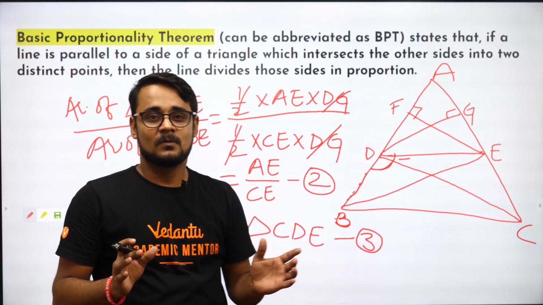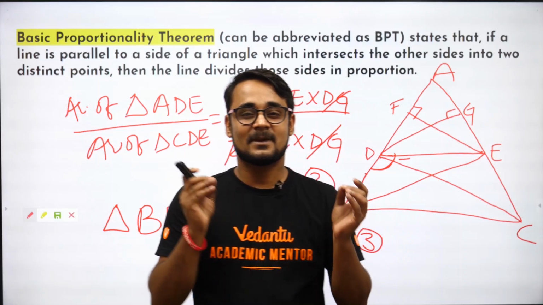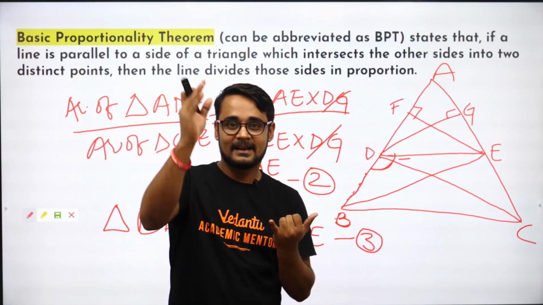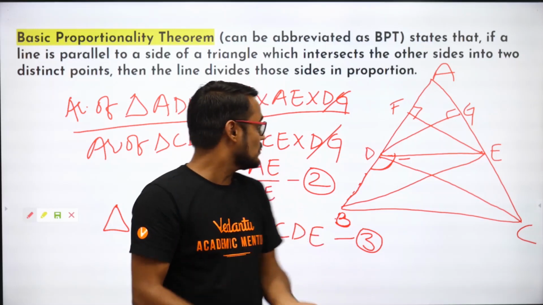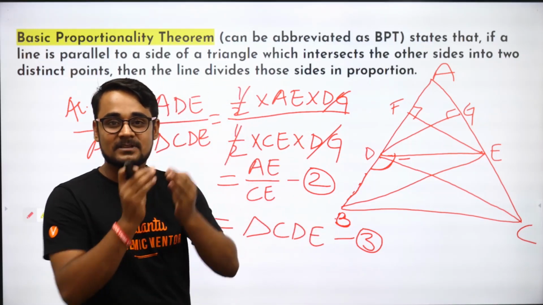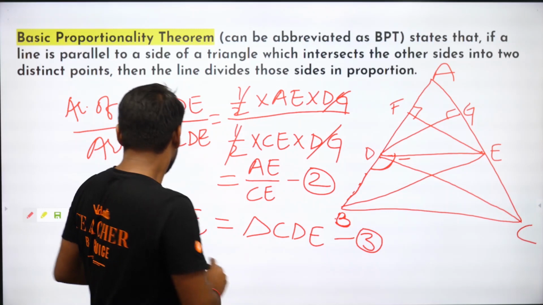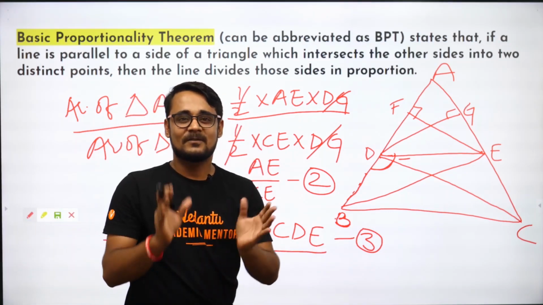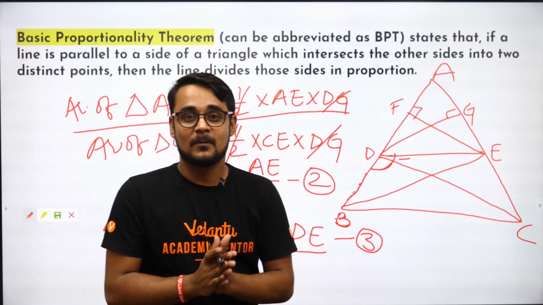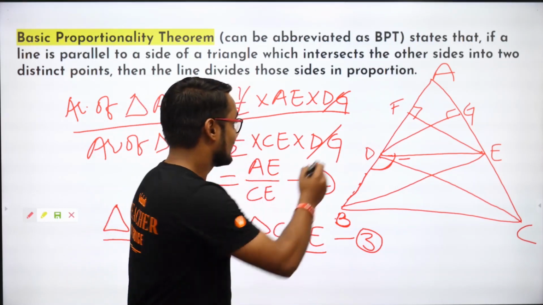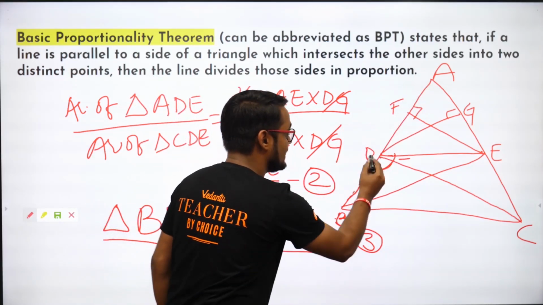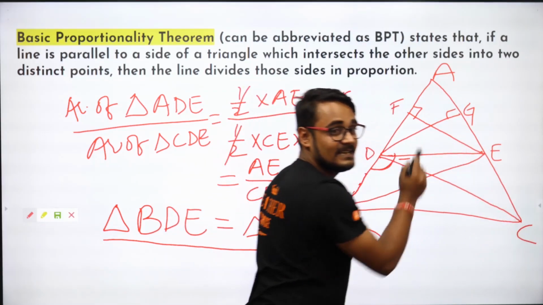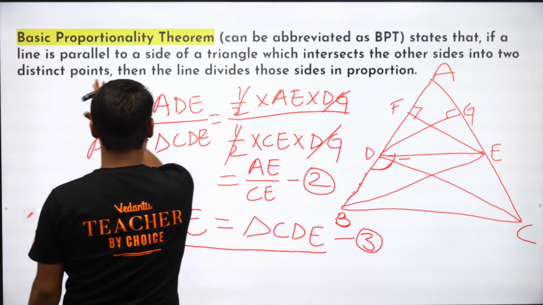So now we have to do some calculations in mind. Now we have equation number 1 AD upon BD, equation number 2 that is AE upon CE, and equation number 3 as these two triangles are equal. So from here what we conclude? We conclude from here that AD upon BD will be equal to AE upon CE. Hence we are going to write that.